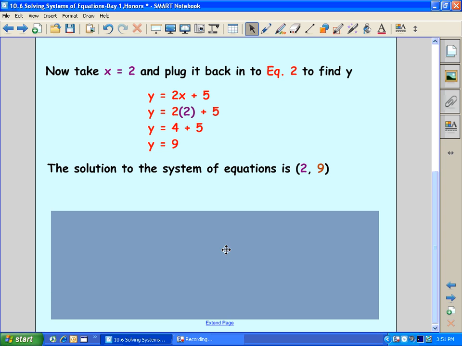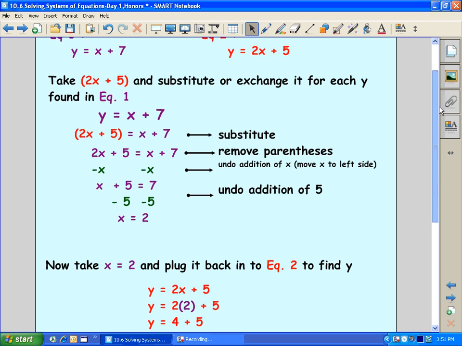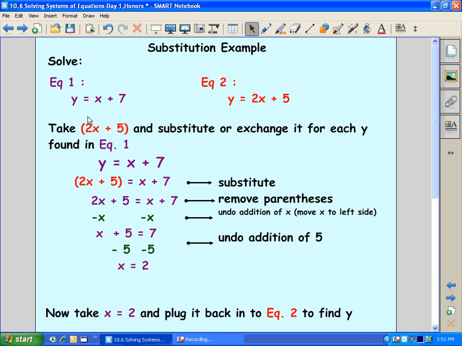So the solution is (2, 9). 2 is what we got in the first half, and 9 is what we got in the second half. How do I know I'm right? Well, make sure your steps are right. But at (2, 9), if I plug it back into this equation, it's going to be true. If I plug it back into this equation, it's true.